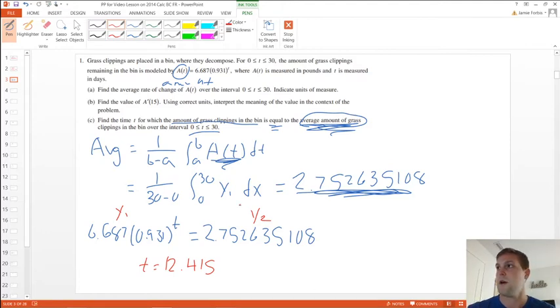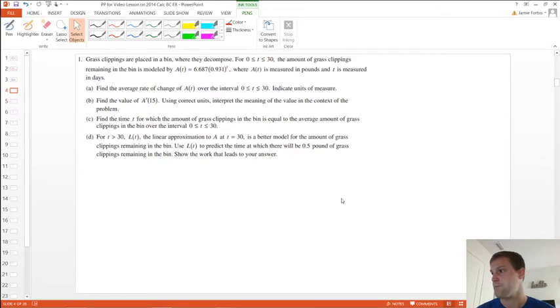All right, and lastly, let's do D. So D says, for time greater than 30, remember A of t models it between 0 and 30, but for any time greater than 30, L of t is now the equation that we're going to use. It's the linear approximation to A at time equals 30. So that's going to be a better model for the amount of grass clippings remaining in the bin after 30 days. We're going to use L of t once we find it to predict the time at which there would be 0.5 pounds of grass clippings remaining in the bin, and we're going to show the work that leads to the answer.